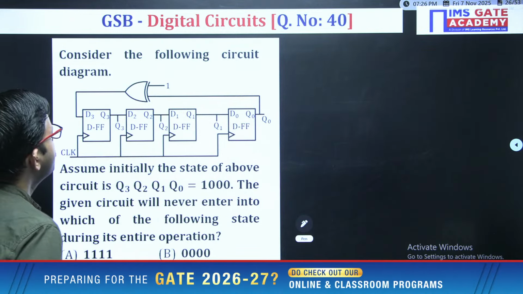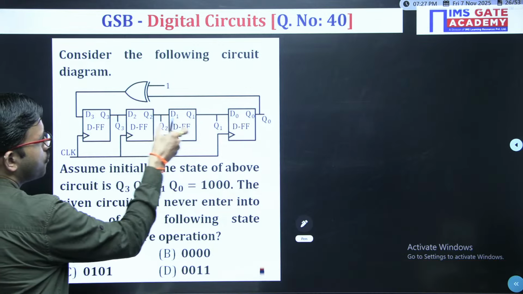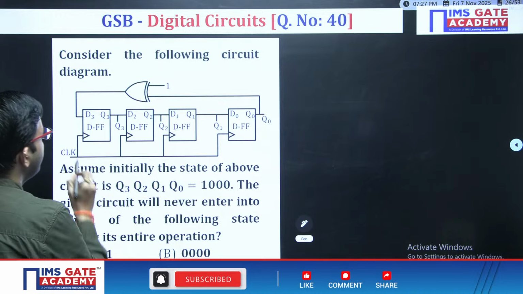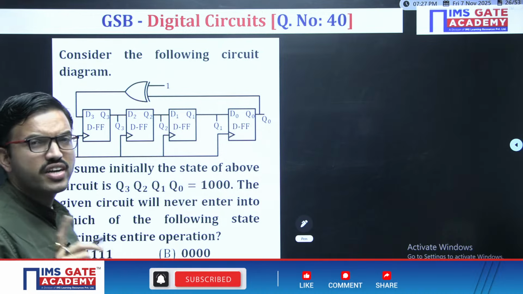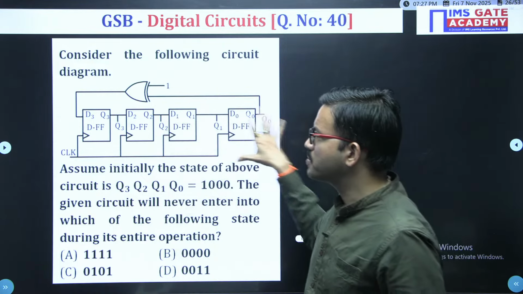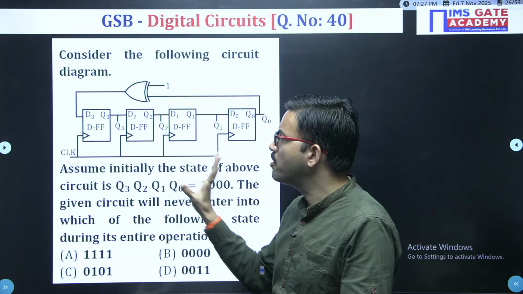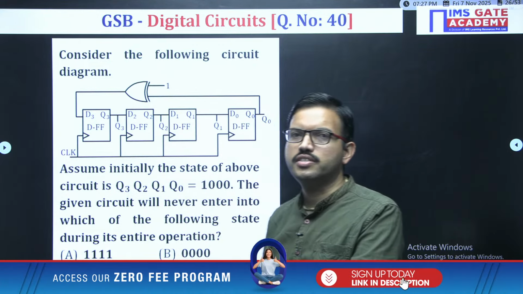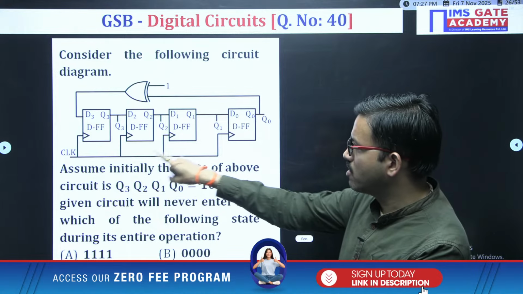Just observe here, you are having 4 D flip-flops. For every flip-flop, the clock signal is same. See, whenever you are solving any question in sequential circuits, especially when multiple flip-flops are there, first and foremost step, you have to observe whether the clock signal is same for all the flip-flops or the clock signal is different. Okay. Here in this case, the clock signal is same.